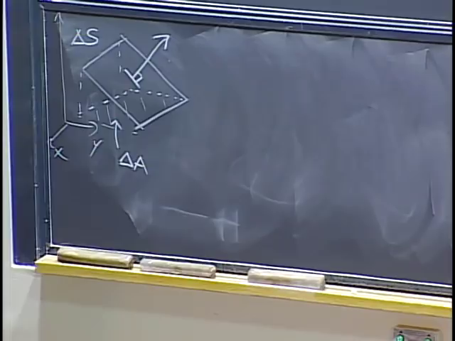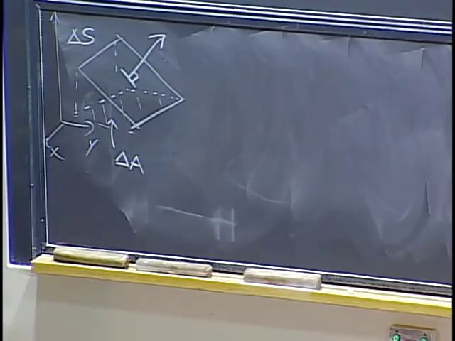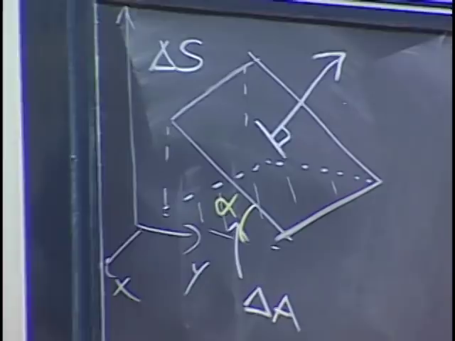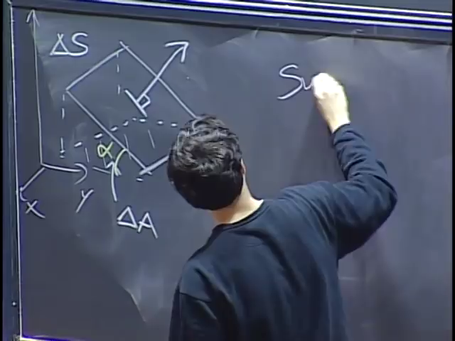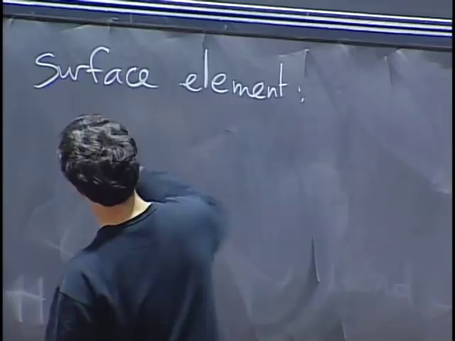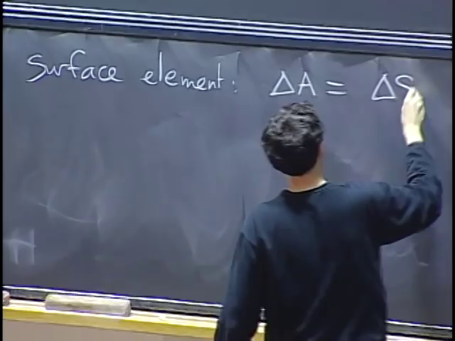Let's try to make that more precise by looking at the angle that our plane makes with the horizontal direction. Let's call this angle alpha, the angle that our plane makes with the horizontal direction. See, it's all coming together now. The first unit about cross products, normal vectors, and so on is actually useful now. So I claim that the surface element is related to the area in the plane by delta A equals delta S times the cosine of alpha.